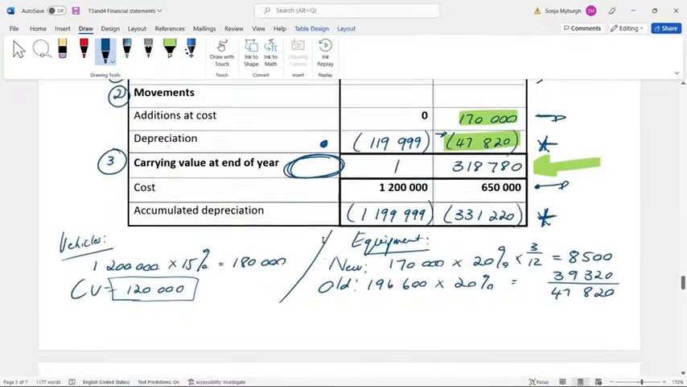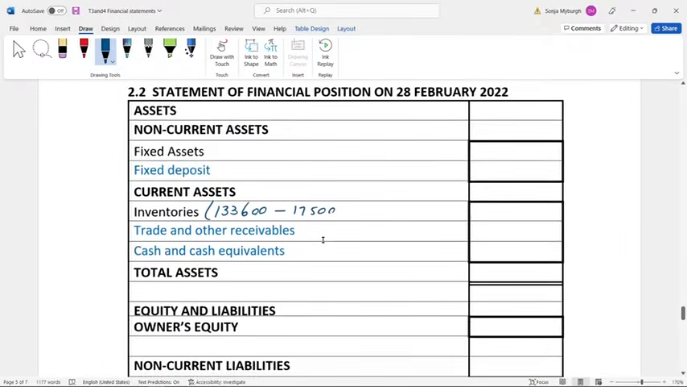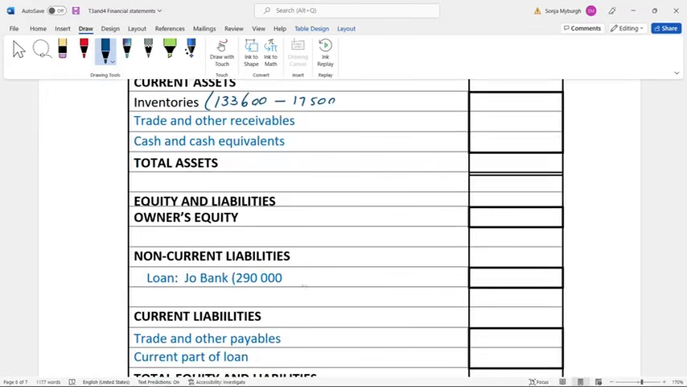Now if you look at the balance sheet, next to loan is only the 290. So they haven't subtracted the 40,000 that we've paid. They also haven't added the 22,000 interest that must be capitalized. And then at the bottom of that table, they tell us that an amount of 18,000 will be paid in the next financial year. So that is our current portion of the loan, the 18,000.